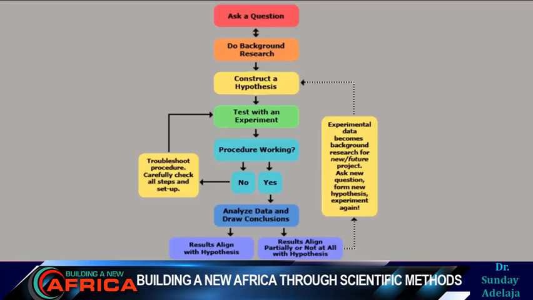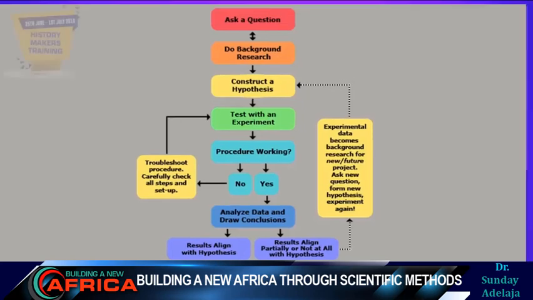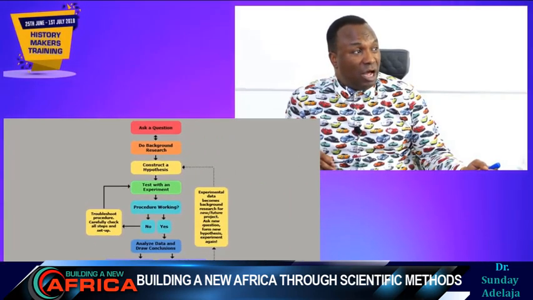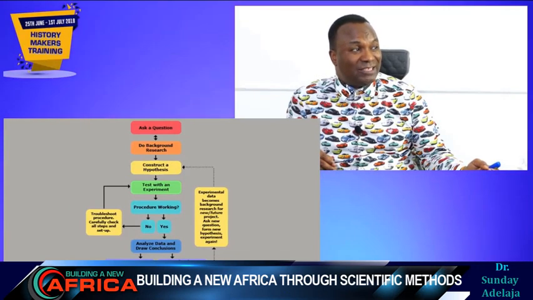So according to the steps that you see here, step number 1 is ask a question. Step number 2 is do background research, which we have gone through. We have gone through step number 1, step number 2, step number 3. Now we are going to do step number 4, which is test with experiment.